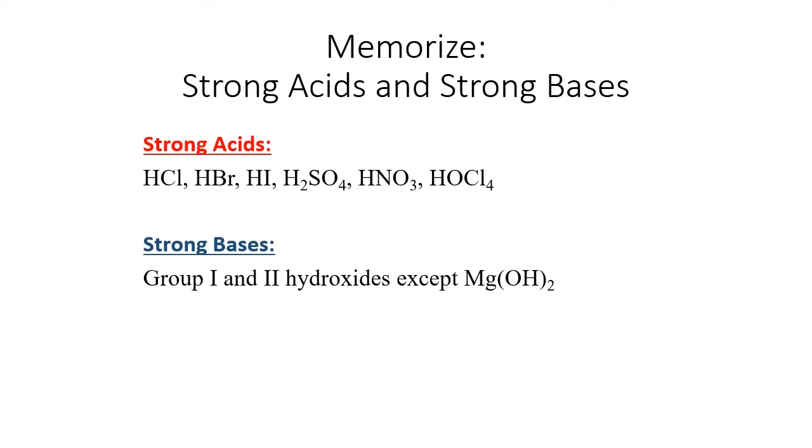So leaving nucleophiles and electrophiles, before we move into some other things, there's just some things you really need to do. And one is you need to memorize your strong acids, because if you know which acids are strong, then you know all other acids are weak. Strong bases, same deal. Group 1 and group 2 hydroxides are strong, except, of course, magnesium, which you may look and see that it has a Ksp value, so it goes into equilibrium. So go ahead and memorize these.